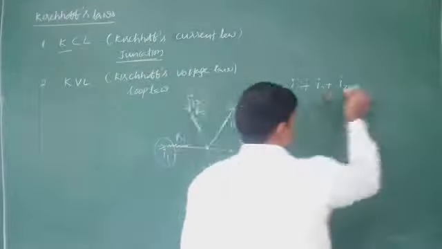From this, current is equal to how much? Current is equal to V by R1 plus R2 plus R3. Here we are using Kirchhoff's voltage law. That is also called the loop law. Kirchhoff's voltage law obeys the law of conservation of energy.